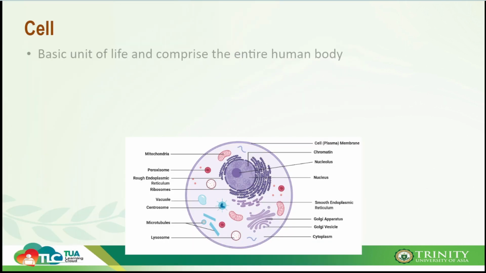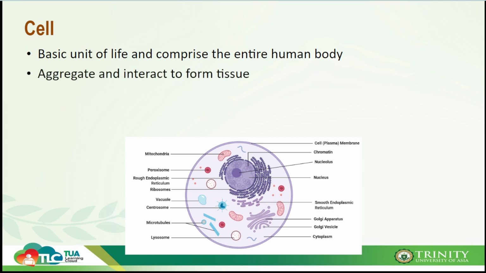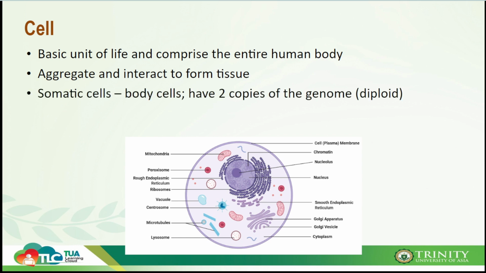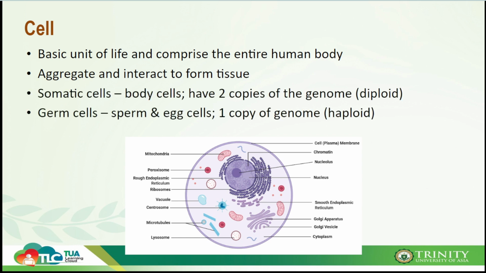Of course, cells are defined as the basic unit of life, and cells basically build up the entire human body. When you put cells together, then they form tissues, which you already studied in the last semester's course of histology. Now, cells are generally grouped into two major divisions. These are your somatic cells and germ cells. So, somatic cells are better known as your body cells.